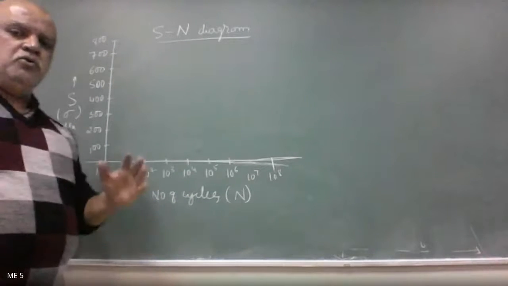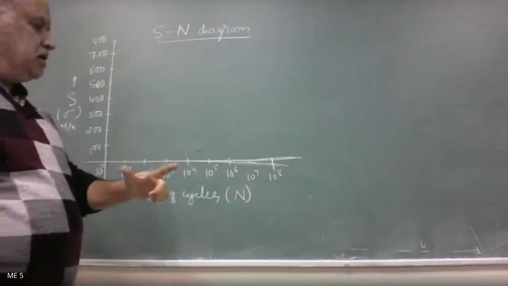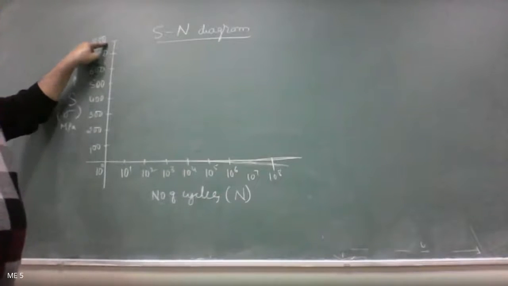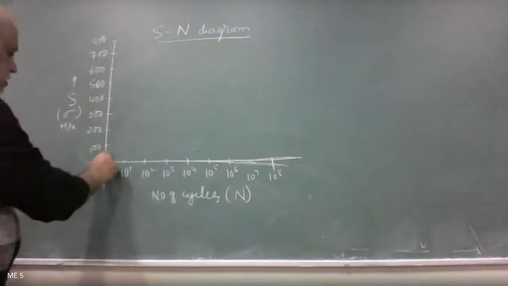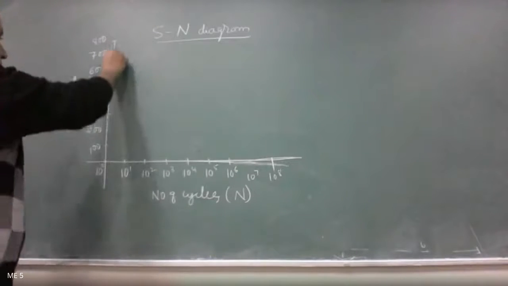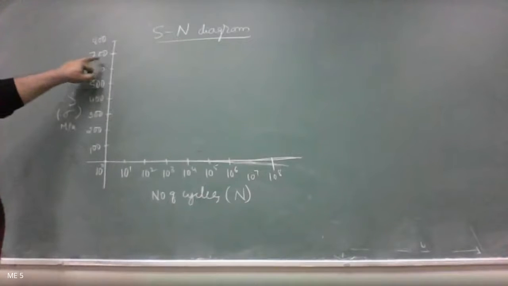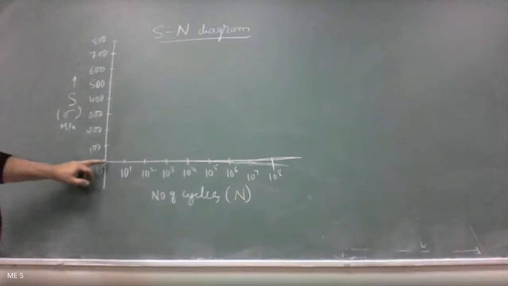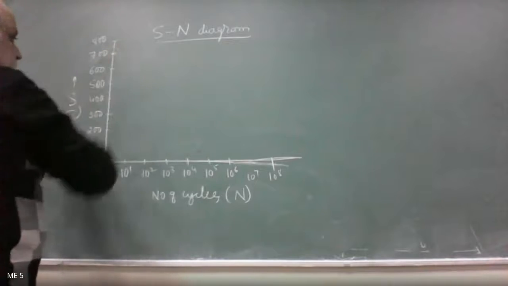That is the first thing. Now I take a specimen and subject it to a stress of 800 megapascal. That's a huge stress, right? So the component may withstand only one cycle. I subject it to 700 megapascal, because 800 is too large. So it may sustain for one cycle only, right? Now this is the point that I am going to get.